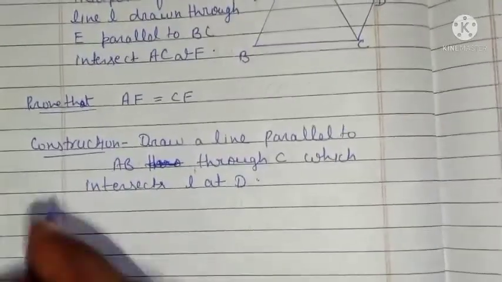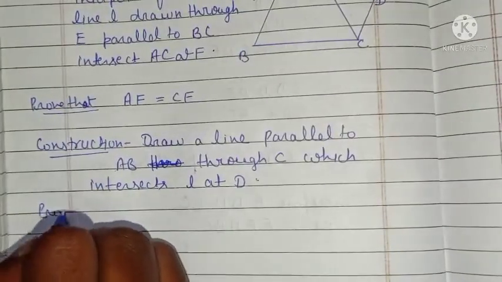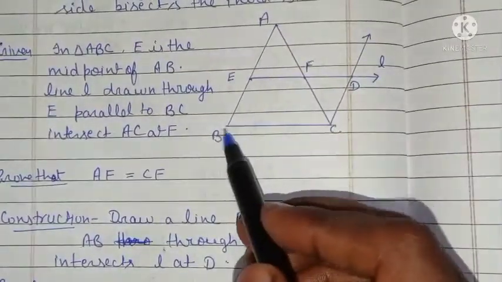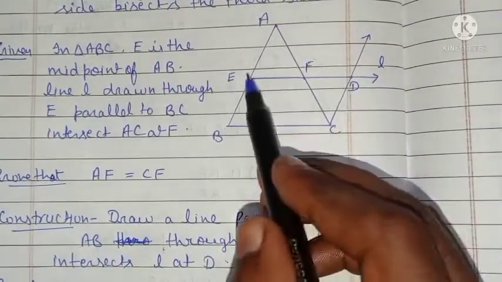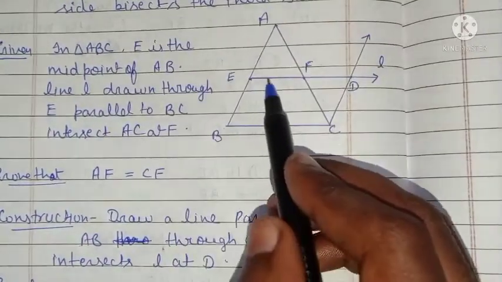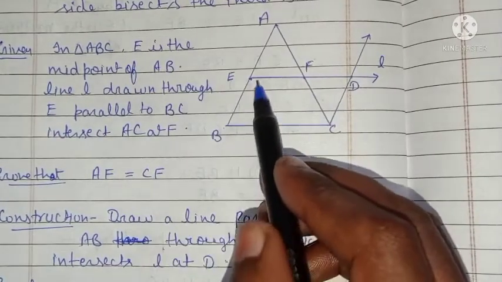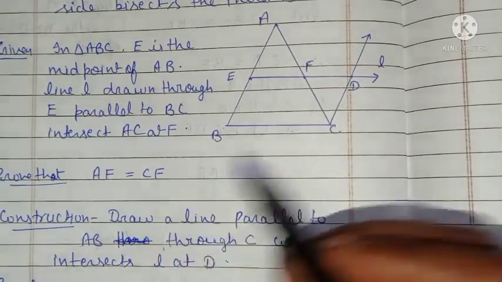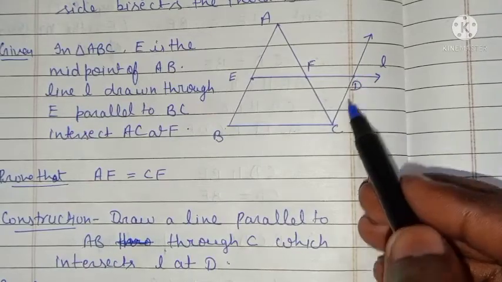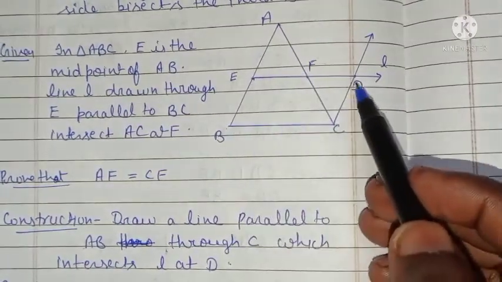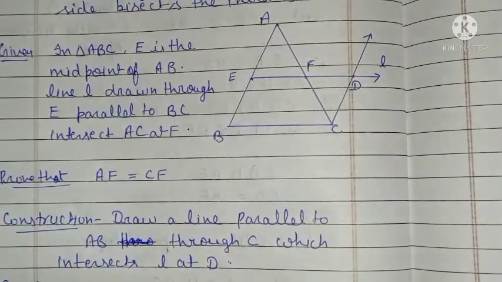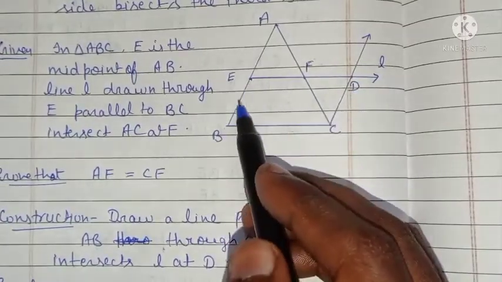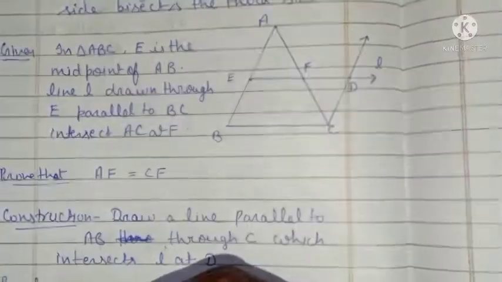Let's prove it. In quadrilateral BCDE, BC is parallel to ED because line L is parallel to BC. And CD is parallel to AB, therefore CD is parallel to BE. So in quadrilateral BCDE, BC is parallel to ED and CD is parallel to BE, hence BCDE is a parallelogram.